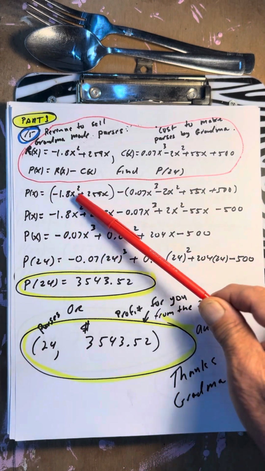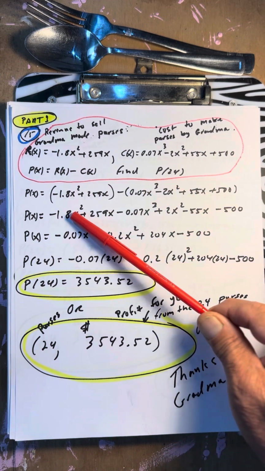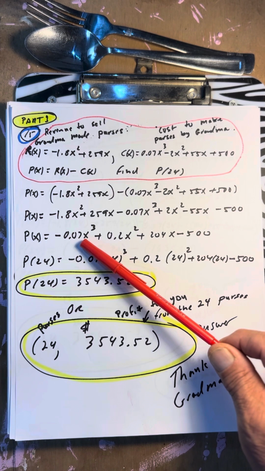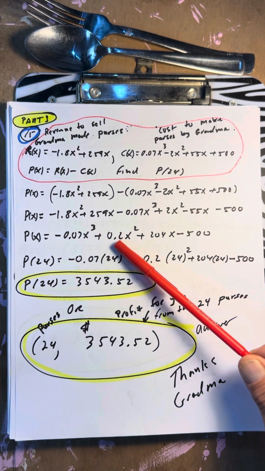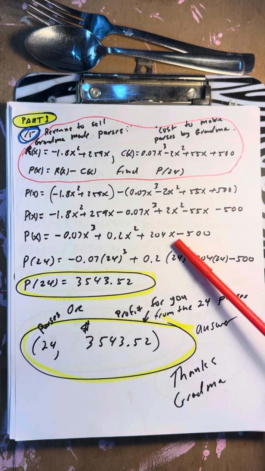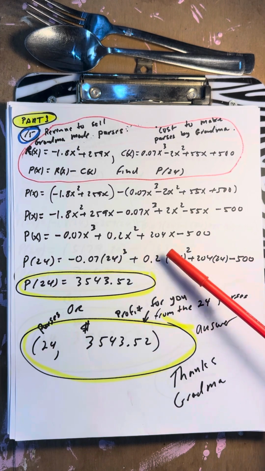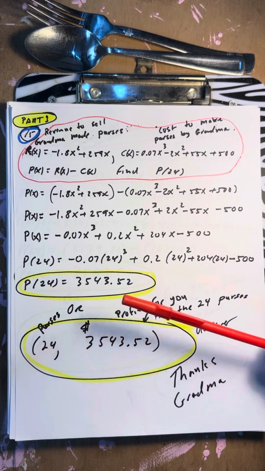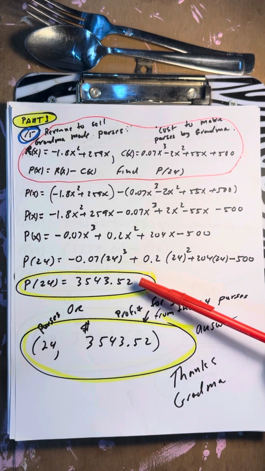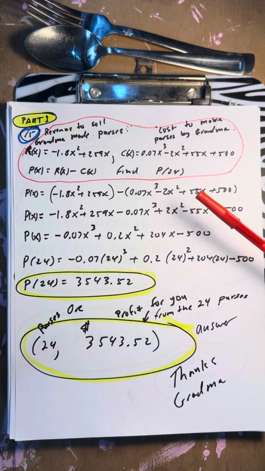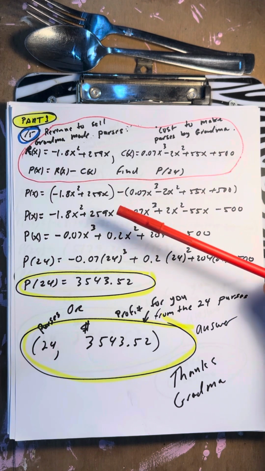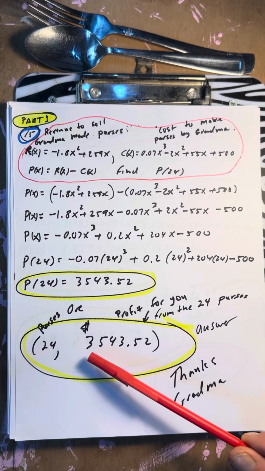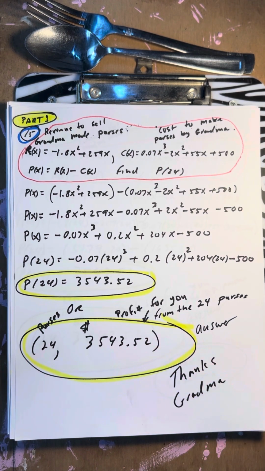You can simplify by taking all the parentheses off this one. Put all that together. It's going to give you negative 0.707x cubed, 0.2x squared, 204x minus 500. Put the 24 in there, and using your calculator, of course, you get this number, 3,543.52. So if she makes 24 purses and you sell them, you will make a profit of 3,543.52. This is one way to do it.